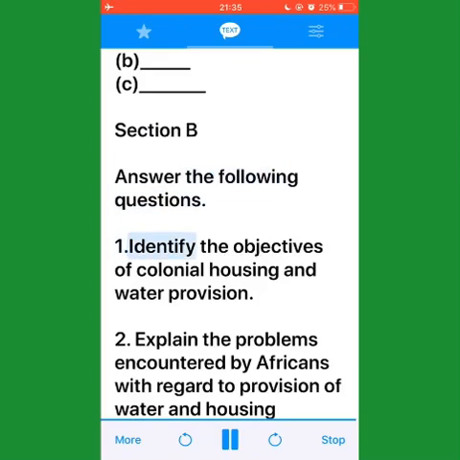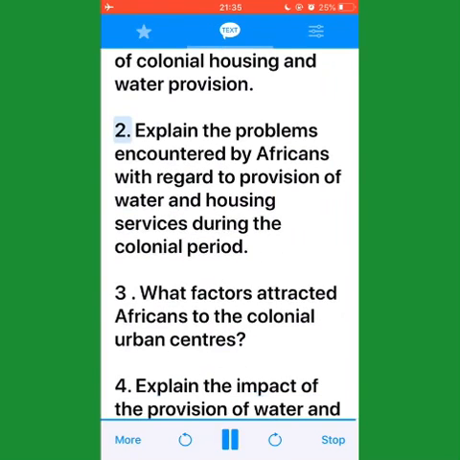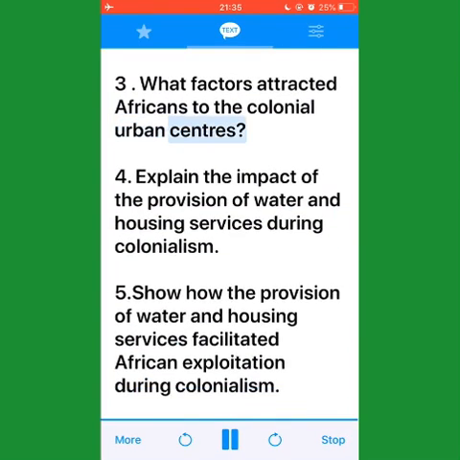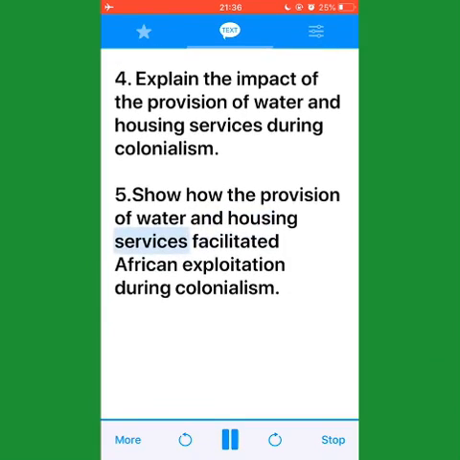Section B. Answer the following questions. 1. Identify the objectives of colonial housing and water provision. 2. Explain the problems encountered by Africans with regard to provision of water and housing services during the colonial period. 3. What factors attracted Africans to the colonial urban centers? 4. Explain the impact of the provision of water and housing services during colonialism. 5. Show how the provision of water and housing services facilitated African exploitation during colonialism.